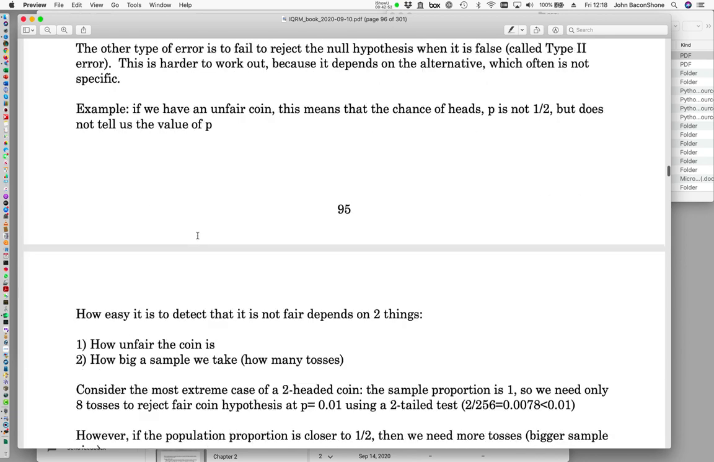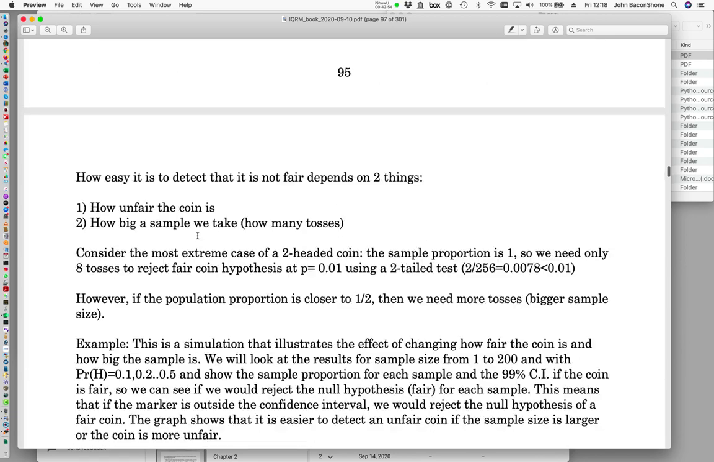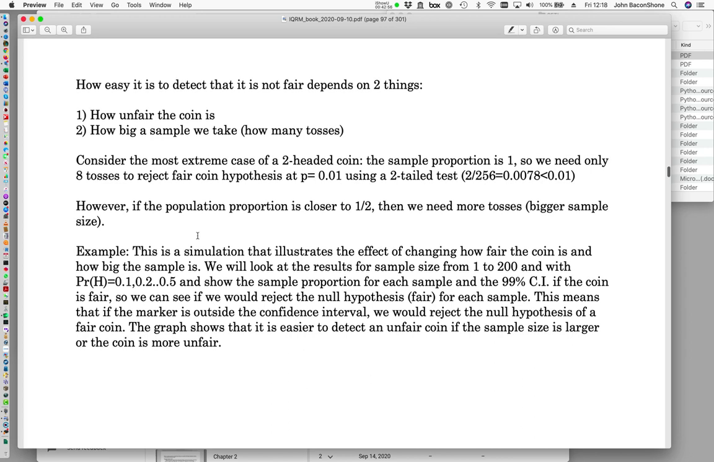So how easy it is to detect an unfair coin depends on two things. How big a sample we take, right? How many tosses? But it also depends on how unfair the coin is. So let's consider the most extreme case. The most extreme case is a two-headed coin or a two-tailed coin. If we have a two-headed coin, the sample proportion must be 1. So how big a sample do we need to reject a fair coin?